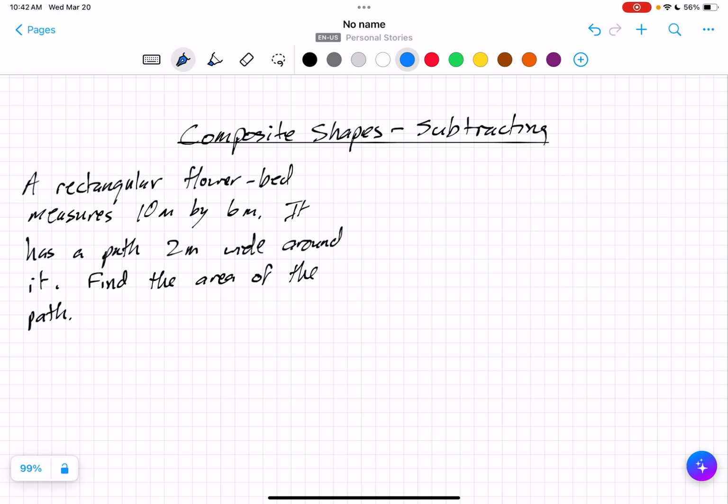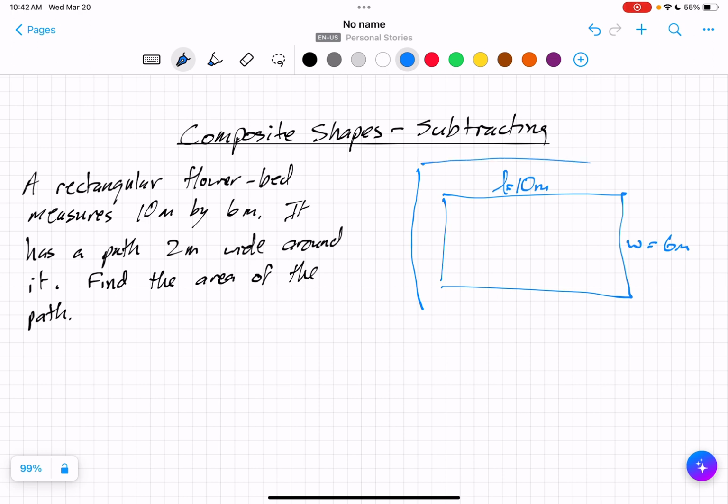It says a rectangular flower bed measures 10 meters by 6 meters. So already with the first piece of information, I would expect students to recognize that it is a rectangular bed. And in here we have 10 meters, so the length should be 10 meters, the longer side, and the width should be 6 meters. And it says it has a path that is 2 meters wide around it. So there should be a path that's a little bit bigger, right?